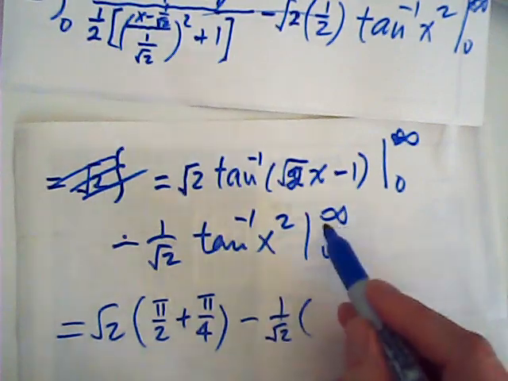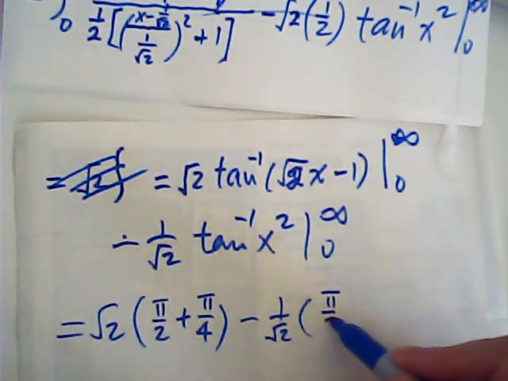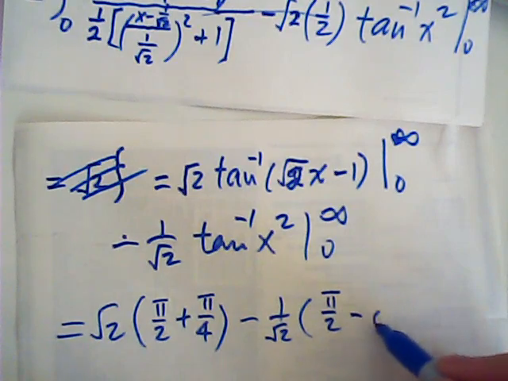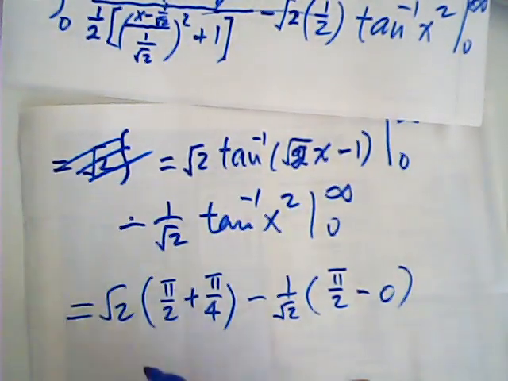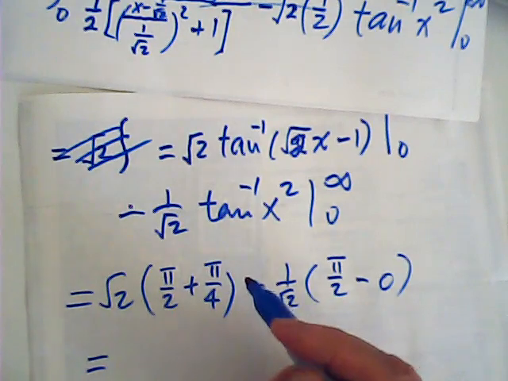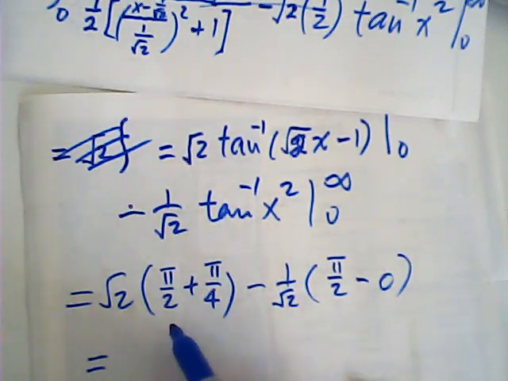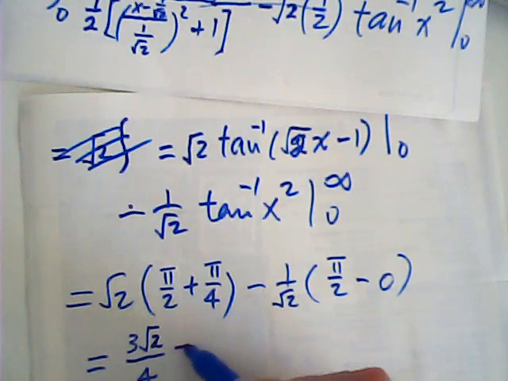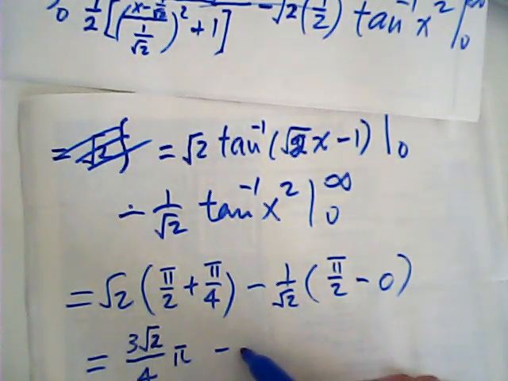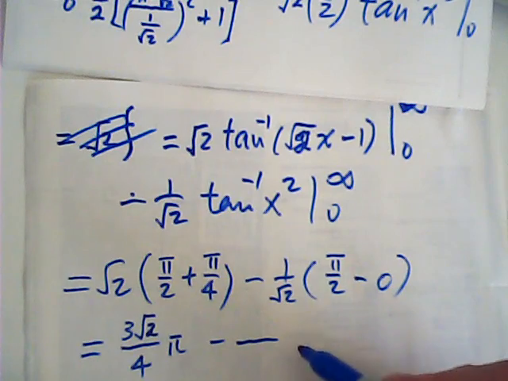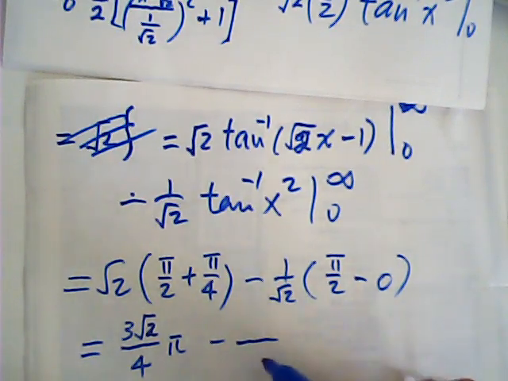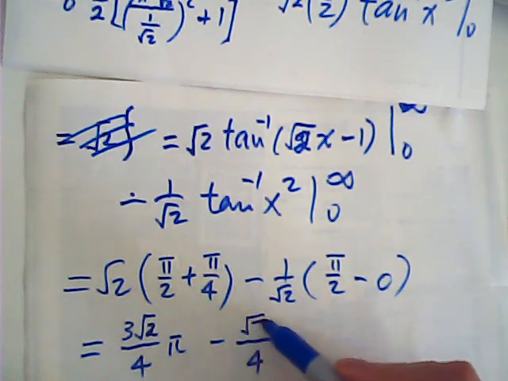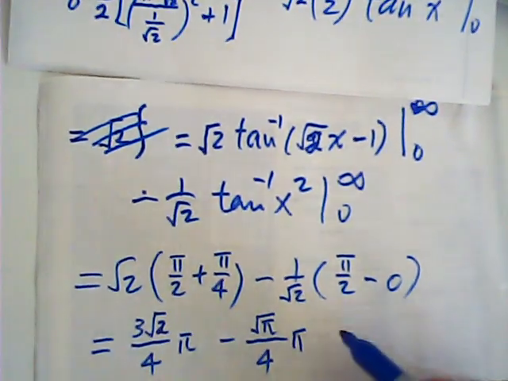That will be half pi, and minus 0. Right? Yeah, so this one is equal to 3 root 2 over 4, pi, minus this one. Changing it, times the root 2 is 4 root 2 pi.